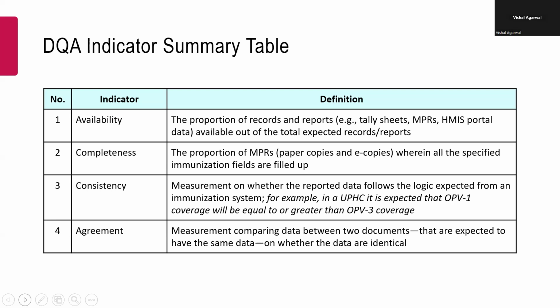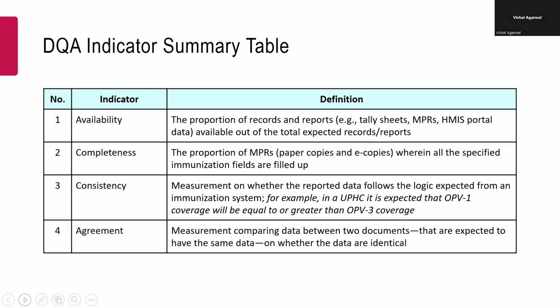Consistency, as I said, means whether the reported data follows a logical pattern, a logic expected from an immunization system, or not. For example, in a logical pattern, the number of OPV first doses administered should be more than or equal to the number of OPV third doses, if we aggregate the data for at least 6 months.